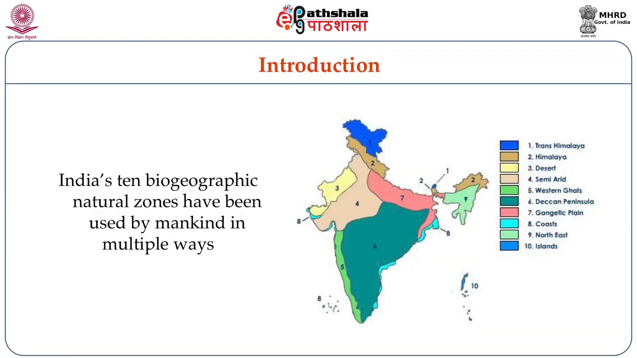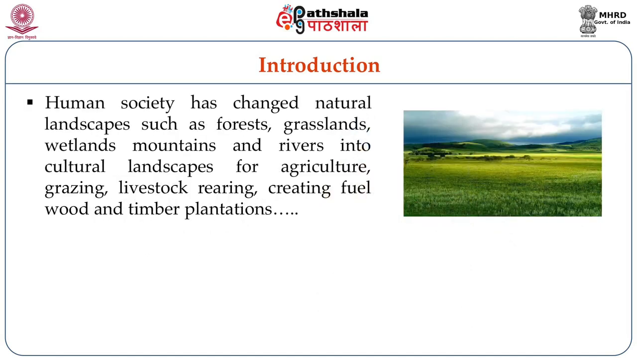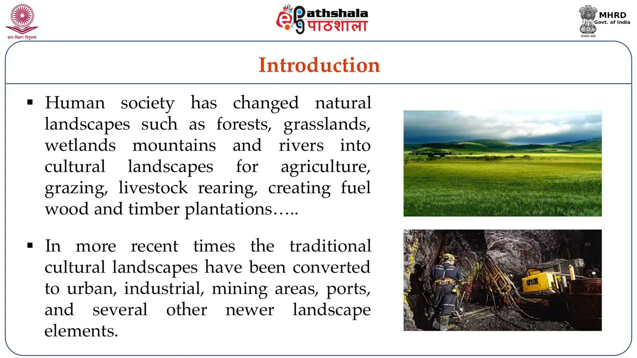India's 10 biogeographic natural zones have been used by mankind in multiple ways. And this is how different cultures have altered forests, grasslands, wetlands, mountains, rivers, into cultural landscapes for doing agriculture, for grazing their cattle, grazing their sheep, for livestock rearing, for creating fuel wood, and more recently for creating timber plantations. In the most recent times, traditional cultural landscapes have been converted into rural or urban landscapes, industrial areas, mining areas, ports, and several other newer landscape elements.